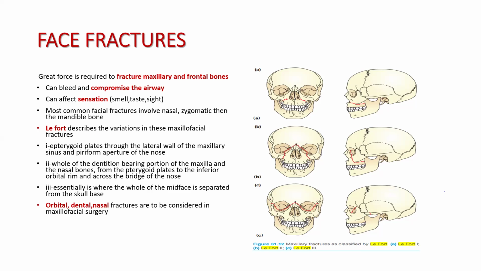So we have Le Fort 1, Le Fort 2, and Le Fort 3. Le Fort 1 is illustrated here, where you can see my arrow. It is where there is fracture of the pterygoid plates through the lateral wall of the maxillary sinus and piriform plate of the nose. So just below the opening of the nose, as you can see from the red indications on this picture.